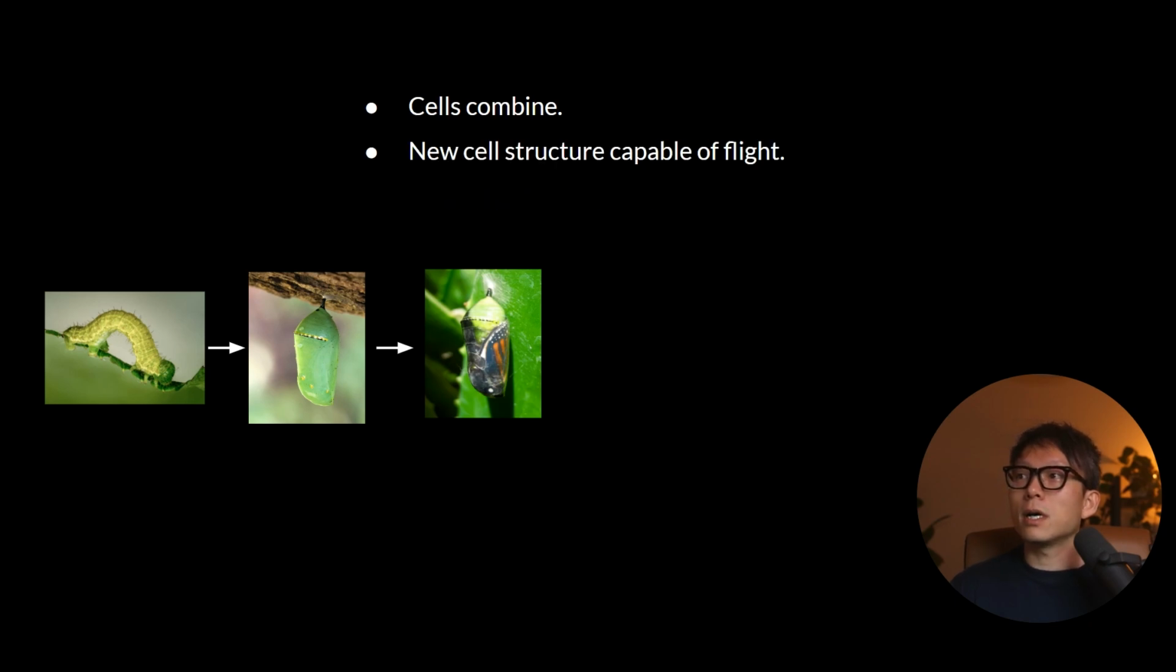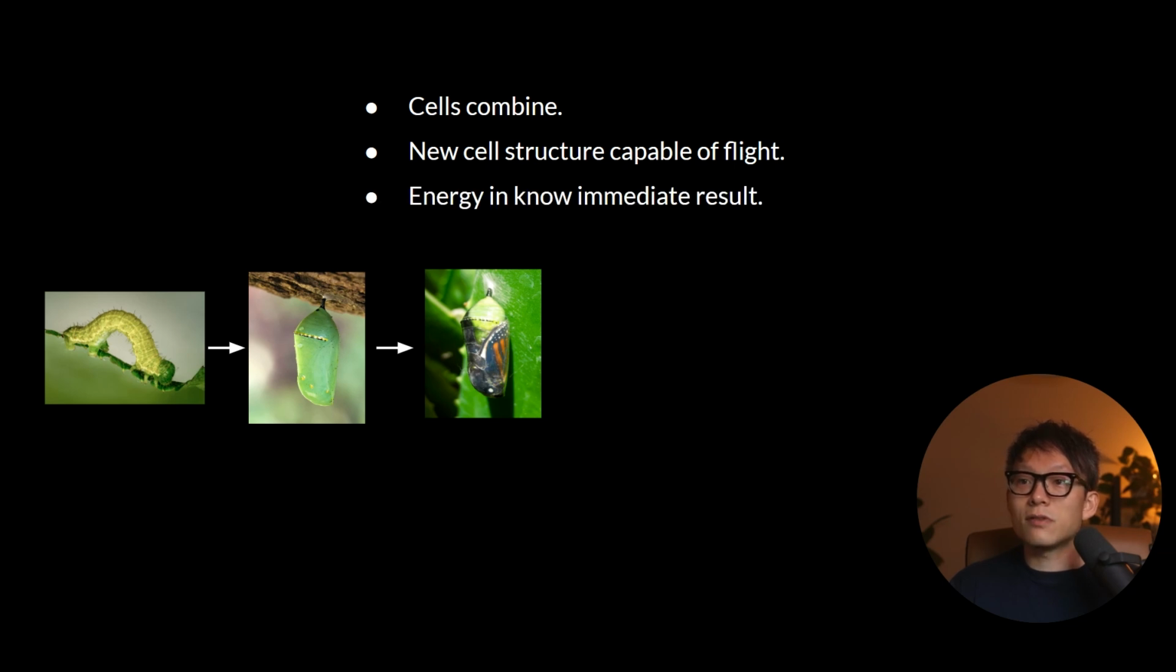So, and then what happens? The cells start to combine inside here. So you imagine a whole soup of cells. And the new cell structure is pre-programmed to start assembling itself, optimized for flight, to leave the branches and fly wherever it wants to go.